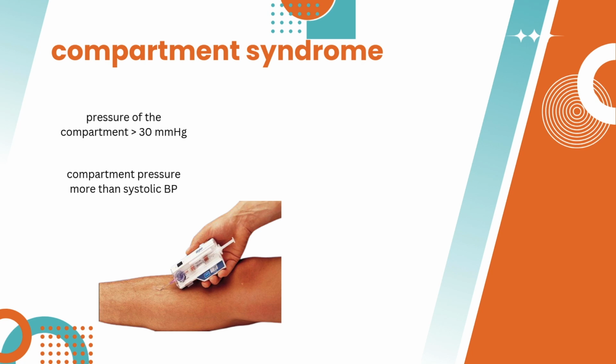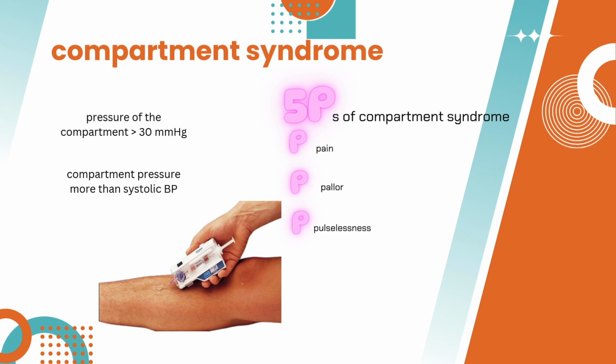There are 5 P's of compartment syndrome. Initially there will be pain on passive extension, and pallor, pulselessness, paresthesia, and finally there will be paralysis. If paresthesia and paralysis occur, it is the irreversible stage of compartment syndrome. There is a Stryker device, which you can see in the figure, which is used for measuring the compartment pressure.